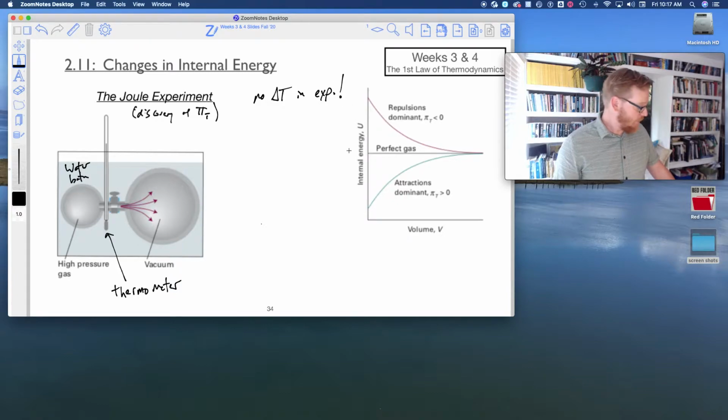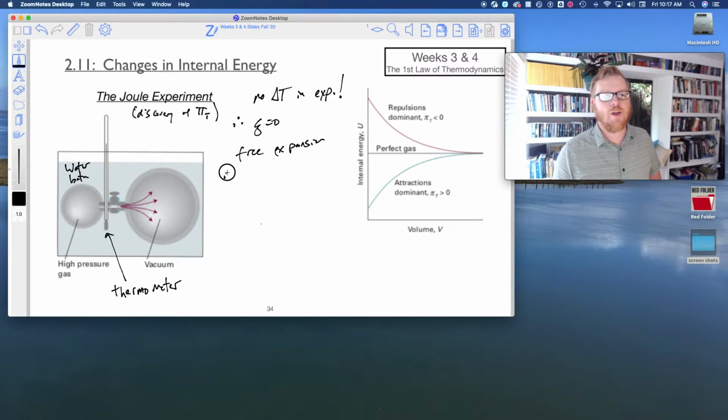So in other words, he concluded that there was no heat transfer from the gas to the water, because remember, he's measuring the temperature change of the water bath. So he concluded Q has to be equal to 0. Well, this is free expansion. It's expansion into vacuum. So therefore, work has to be equal to 0 as well.